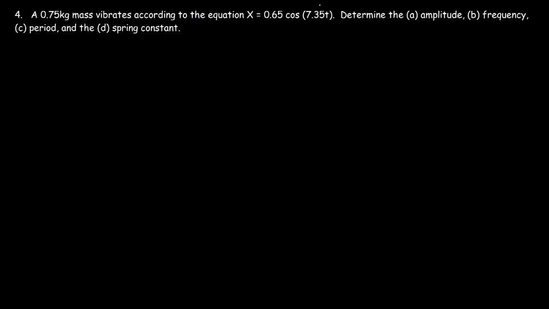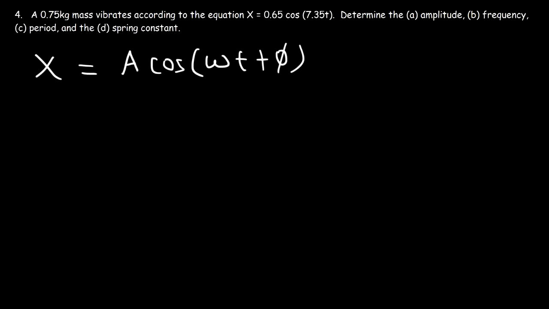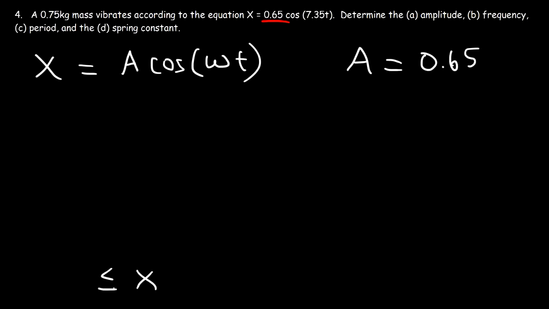Now, you need to know the generic form of that formula. The current displacement is equal to the maximum displacement times cosine omega t. Now sometimes you may have a phase angle, but we don't have it for this problem, so all we have is this formula. So the amplitude is whatever number you see in front of cosine. So the maximum displacement is 0.65, which means that x can be anywhere between negative 0.65 and positive 0.65.